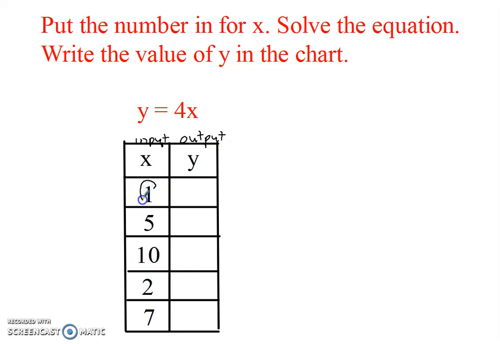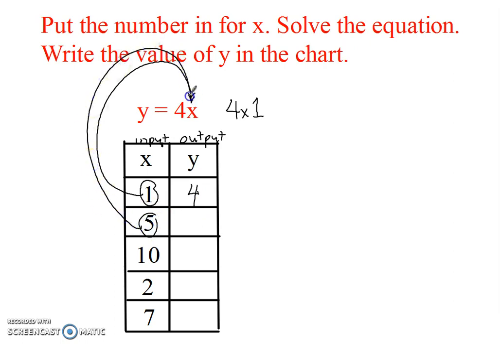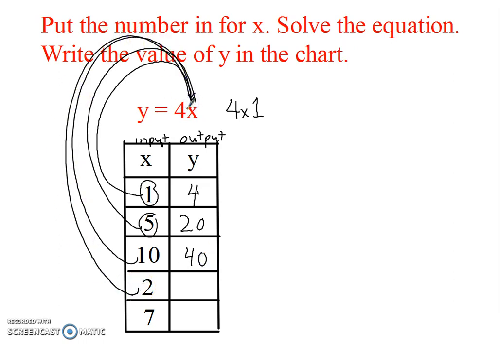So we're going to take this x and bring it up here and put it in the place of x. So remember that 4x really meant 4 times x. So 4 times x now really means 4 times 1. So y would equal 4. We're going to take the 5 and put it in here now. So now we have 4 times 5, that would be 20. Take the 10 and put it in there. 4 times 10 would be 40. 2 times 4, 8. And finally 7 times 4, 28.